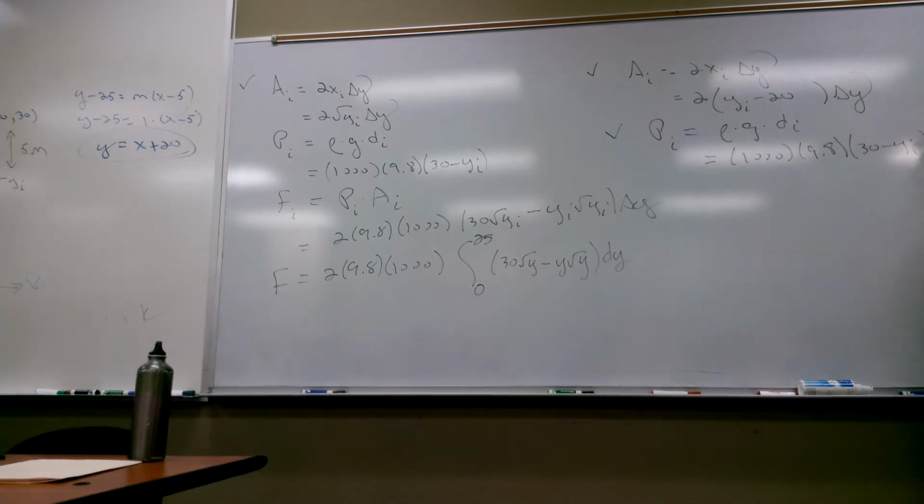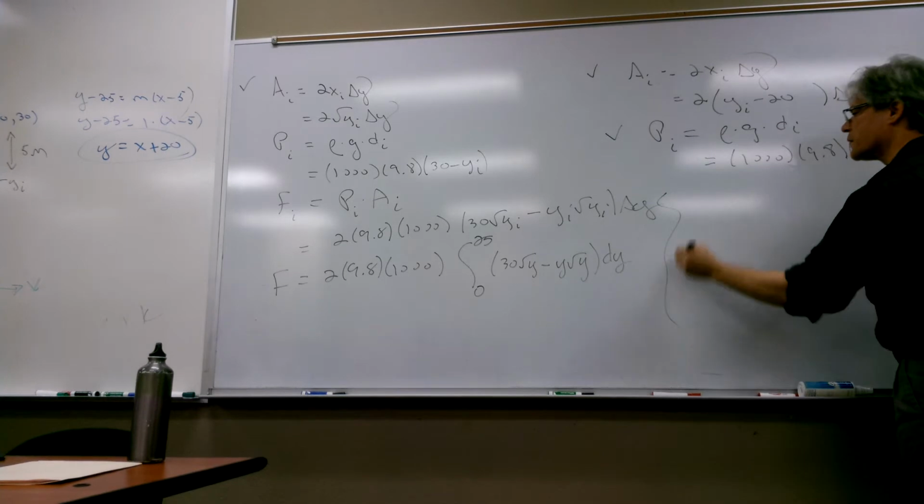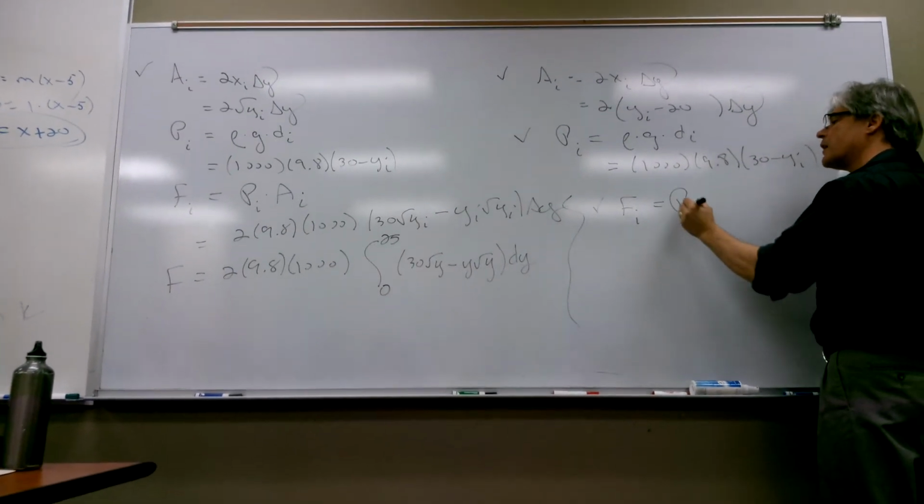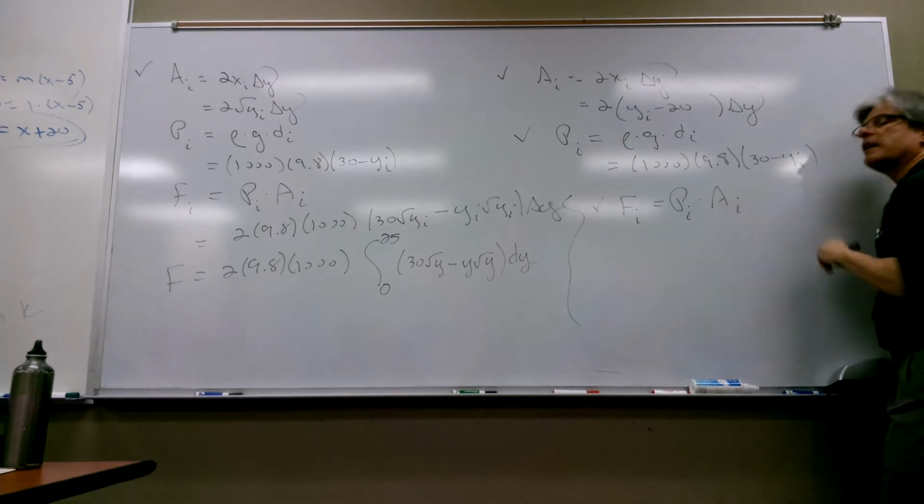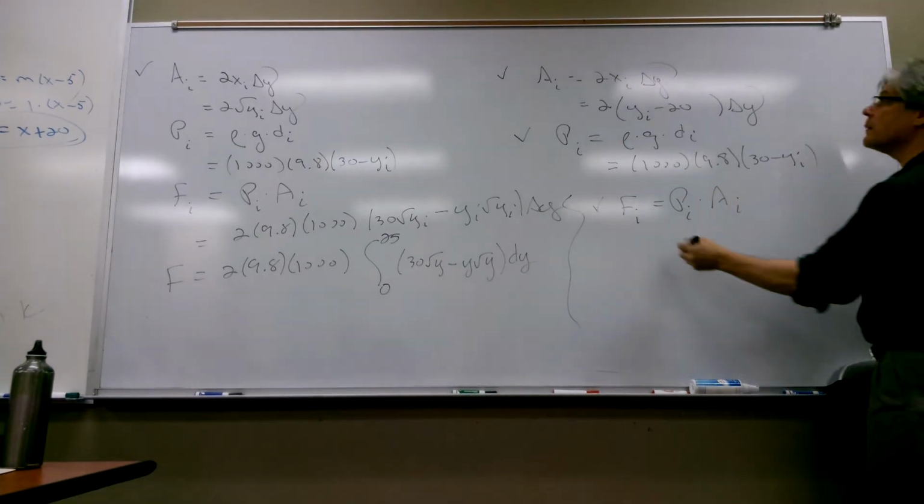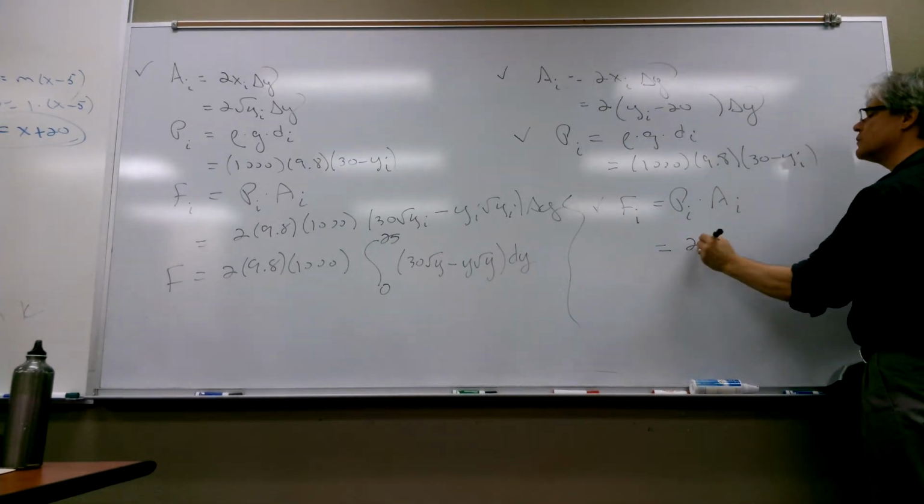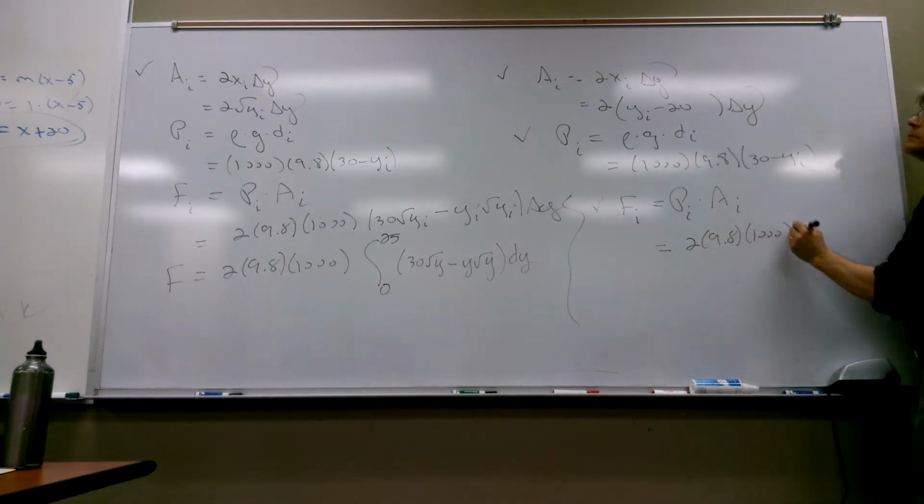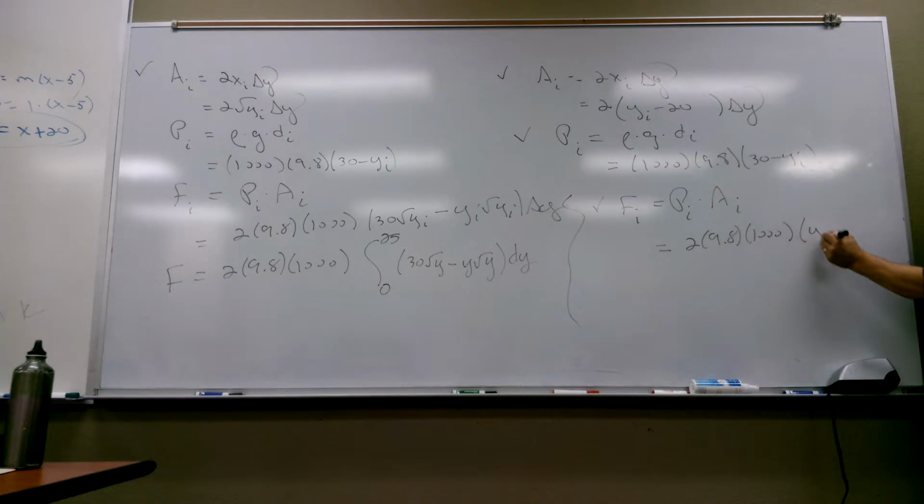When it comes to the force exerted on an ice sliver, it's still going to be nothing more than the product of the pressure and the area of that ice sliver. In this example, that turns out to be 2 times 9.8 times 1,000 times y sub i minus 20 times 30 minus y sub i. Oh, I forgot my delta y. I'll put it in. I'm sorry, I'm running out of room.